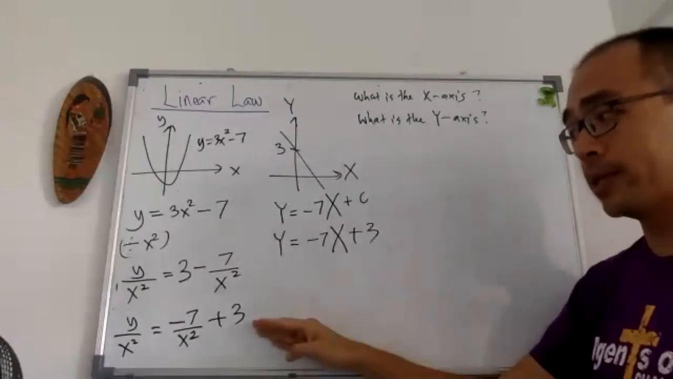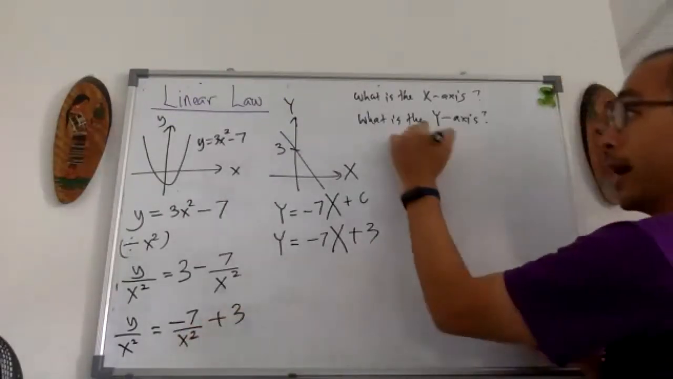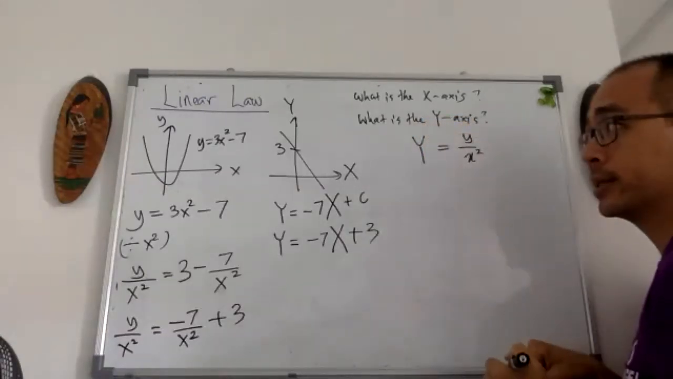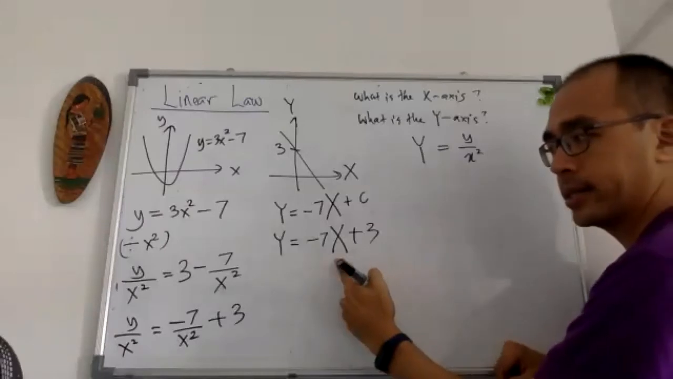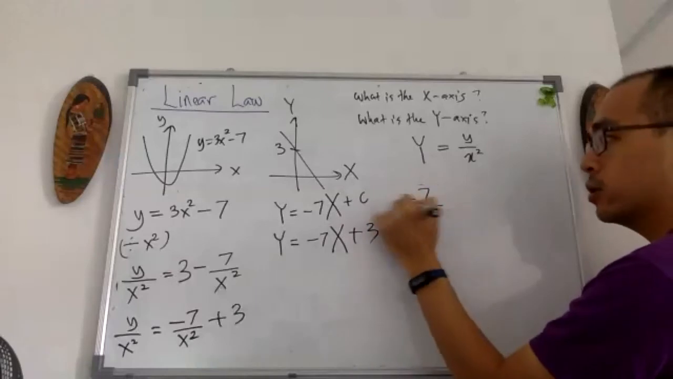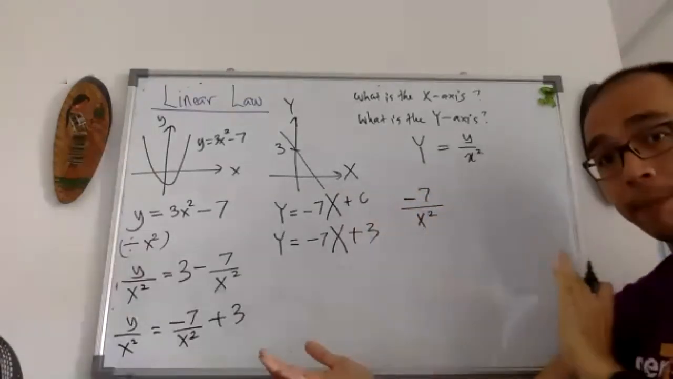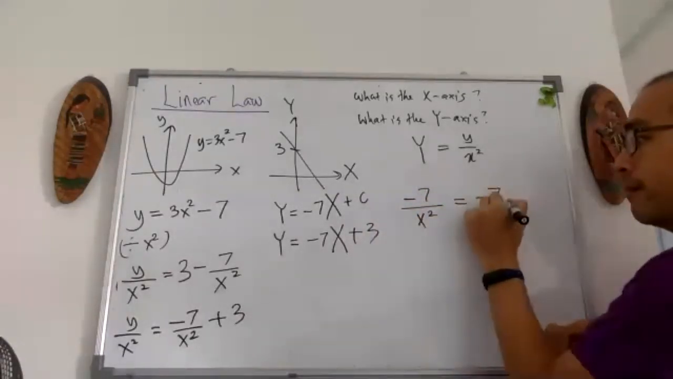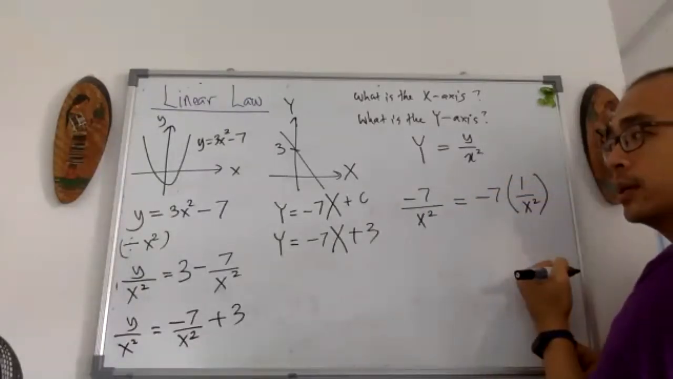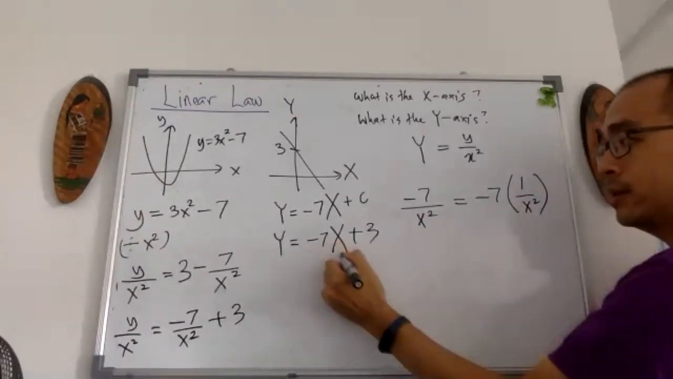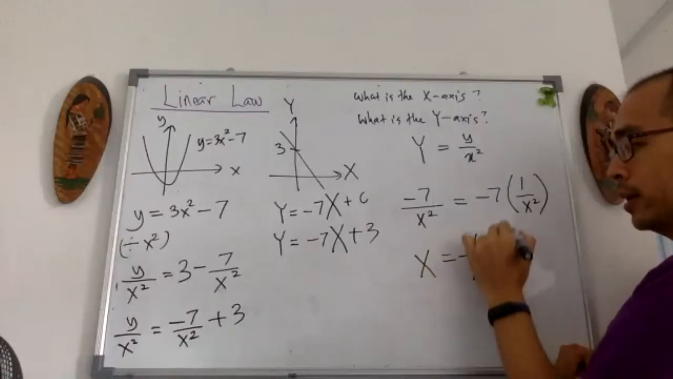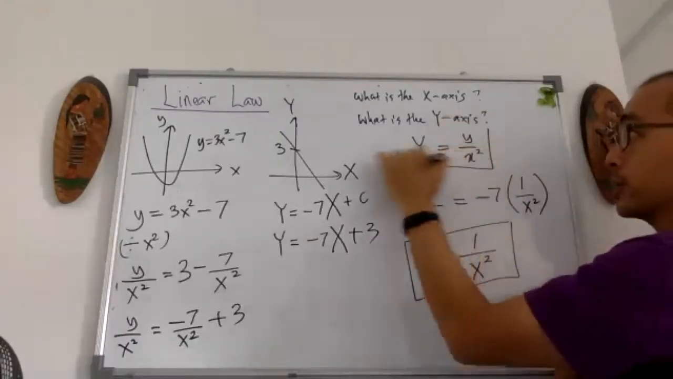Now when you see that it looks almost the same, you can tell me what is the big Y already. The Y-axis is actually y over x squared. What about the X-axis? Take a look at this and this. Remember what I said about this earlier? Negative 7 over x squared, I can actually split it up to become negative 7 and then 1 over x squared. Therefore, negative 7, then this one must be 1 over x squared. And this is our two answers for this one.